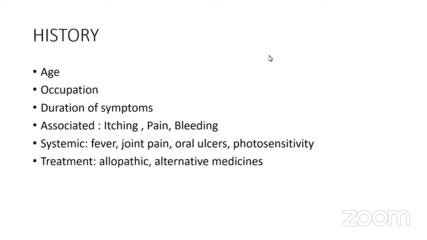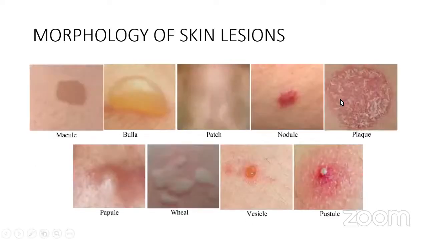Then systemic symptoms like fever, joint pain, oral ulcers, and photosensitivity. When these symptoms are there, it points towards a connective tissue disorder. So always we have to ask these symptoms, and also the history of any other treatment, like any allopathic treatment or alternative medicine. This is because there are a few drugs which can trigger a few dermatological conditions. Drugs like sulfonylureas, which are mostly used in diabetics, are known to trigger lichen planus, and antibiotics are known to trigger vasculitis. So this is about the history.